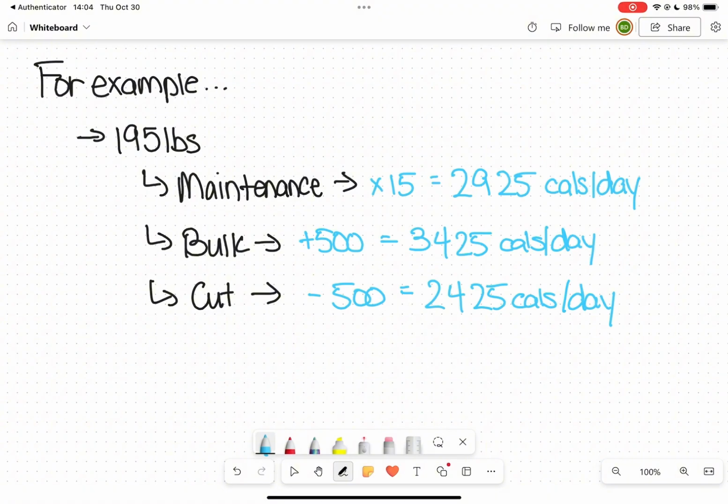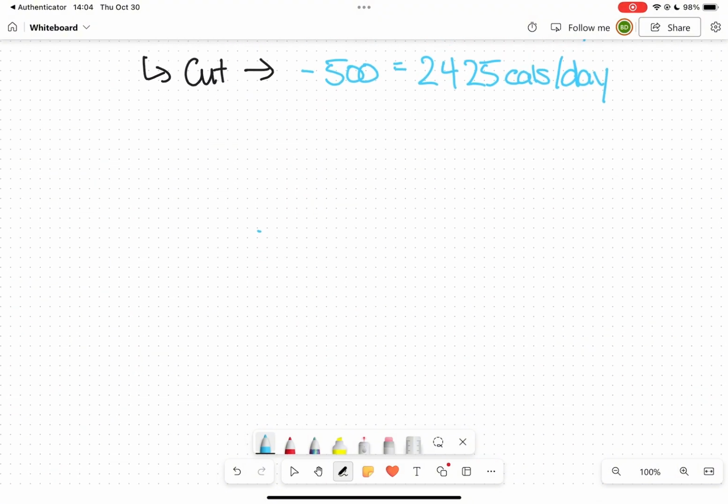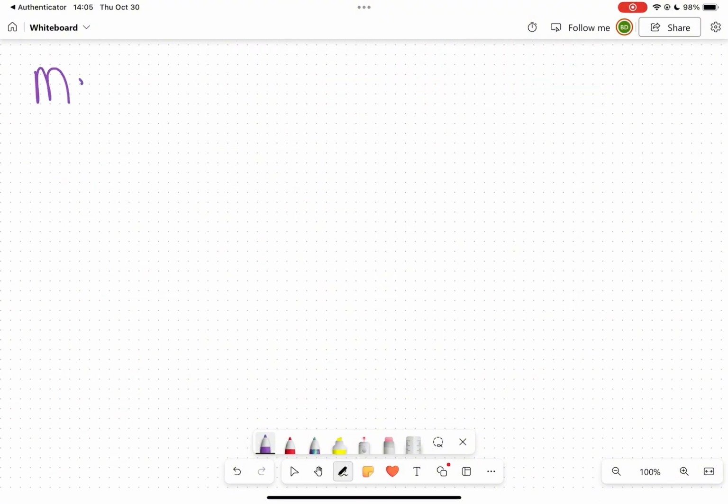So right now what we've done is calculate our caloric intakes according to what phase or goal we're looking to achieve. Moving on, how do we determine our macros for the day? Let's break it down step by step.